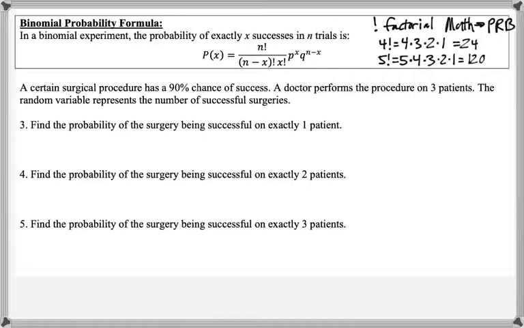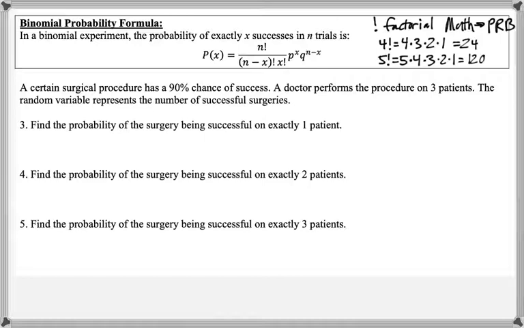In a binomial experiment, the probability of exactly x successes in n trials is n factorial over n minus x factorial times x factorial, and then that fraction is multiplied by p raised to the x and q raised to the n minus x. So it's a very complicated formula. Let's look at the question.